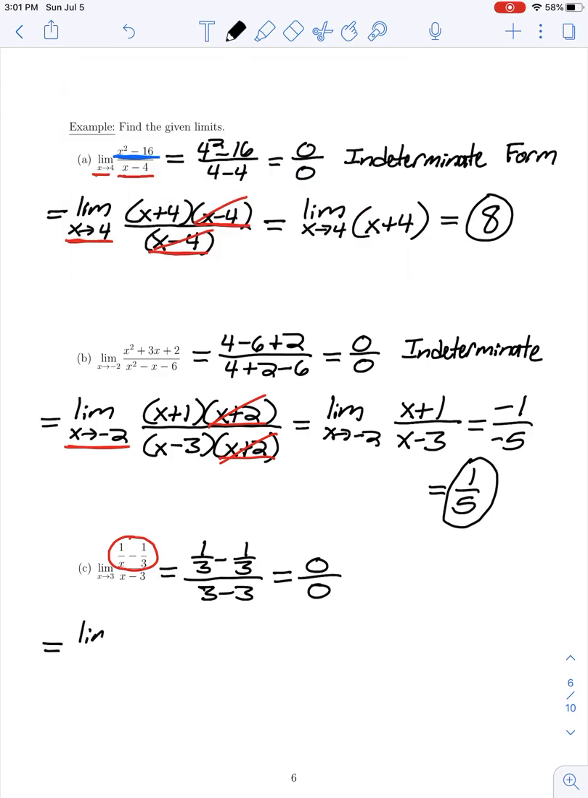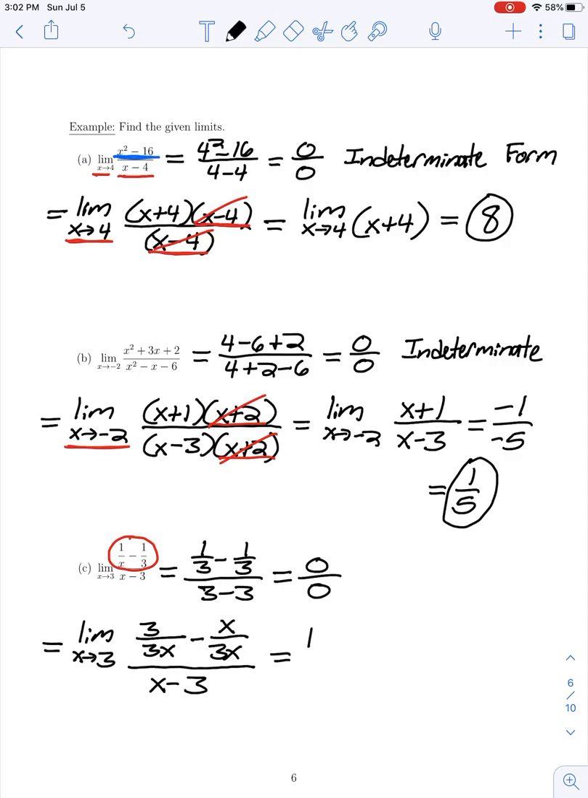So getting a common denominator for those two fractions, we could think about this as 3 over 3x minus x over 3x. So here we would get a common denominator of 3 times x. So 1 over x would then be equivalent to 3 over 3x, and 1/3 is x over 3x. Then the whole thing is being divided by x minus 3.